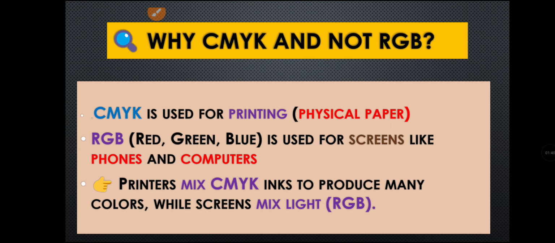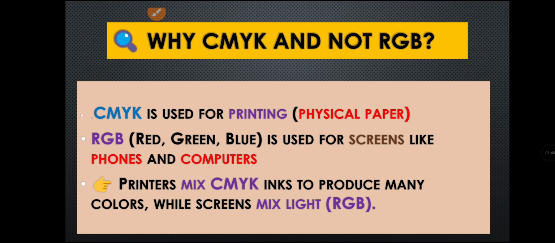So why do we use CMYK colors? Why don't we use RGB colors, that is red, green, blue, as we use in computer screens, mobile and all digital displays? Why don't we use RGB? Why should we use CMYK? That is the question. The reason is CMYK is used for printing, that is, for physical paper, and RGB, that is red, green, blue, is used for screens like phones and computers.